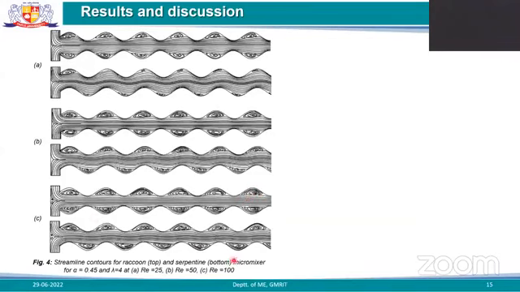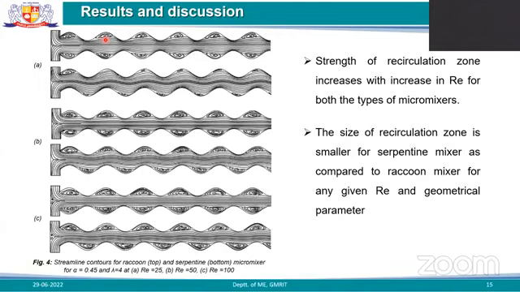Means with increasing the Reynolds number, we are getting higher recirculation, and it is less in the case of low Reynolds number. If we compare between the Recon channel and the serpentine channel, we can see that for the Recon channel we are getting more recirculation. So what I told is written here: the strength of the recirculation zone increases with the Reynolds number for both types of micromixer, and the size of the recirculation zone is smaller for the serpentine micromixer as compared to the Recon channel.